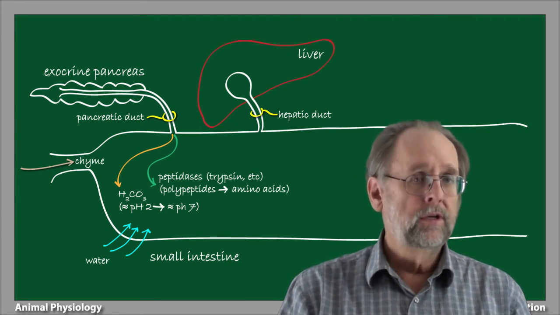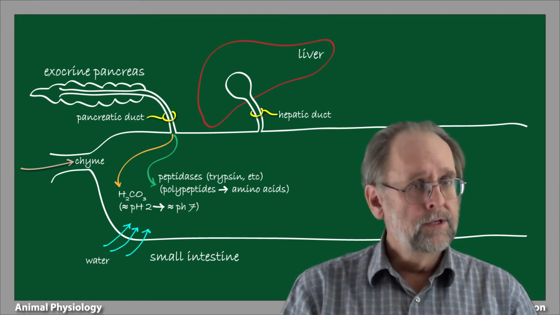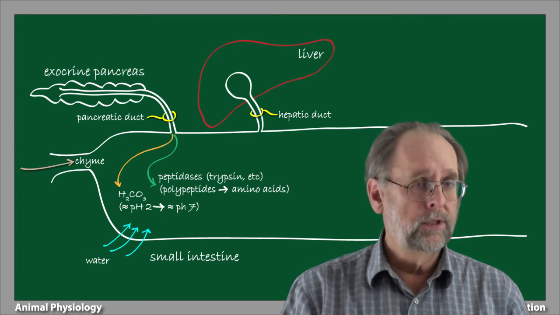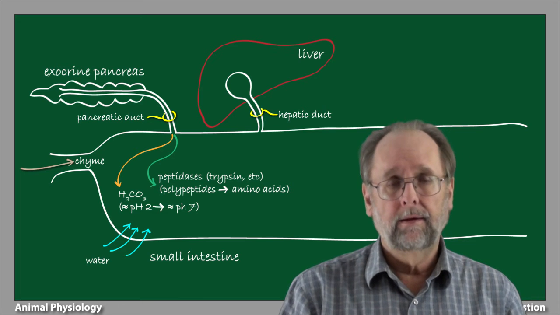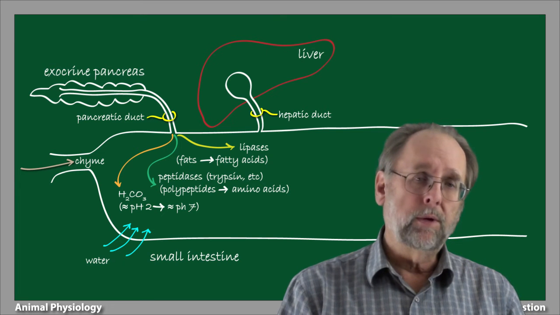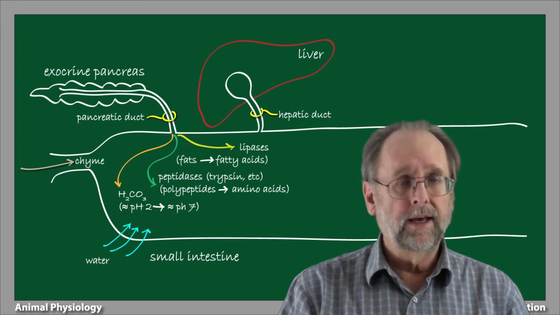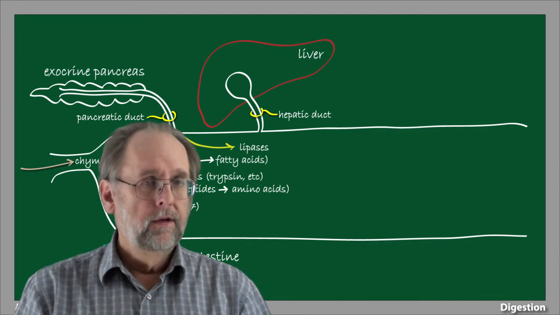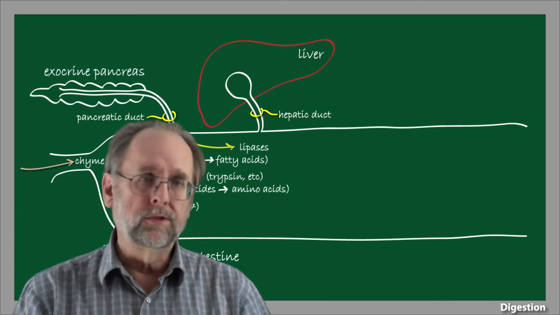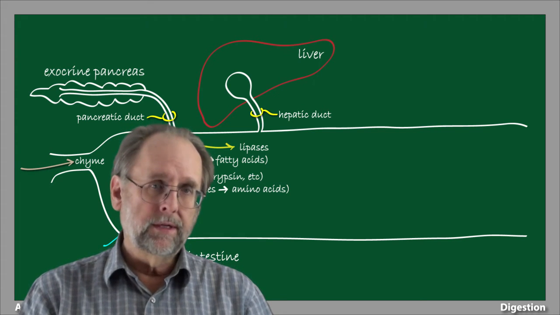These include a number of peptidases, of which trypsin is the most important. This completes the digestion of the originally ingested proteins into their constituent amino acids. The exocrine pancreas also secretes a third set of enzymes into the small intestine, lipases, which begin the digestion of fats into fatty acids. For these lipases to work, however, something has to be done to those large globules of fat coming into the small intestine from the stomach, and here's where the liver comes in.